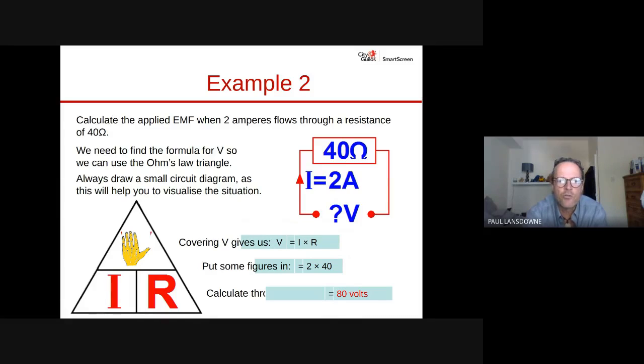And it is always good to draw a little circuit. So if you know 2 things and you have the third remaining, always draw a simple circuit with R, V, and I, and put in the figures that you've got for that circuit. So in this case, 40 ohms and 2 amps, which means we have V remaining.